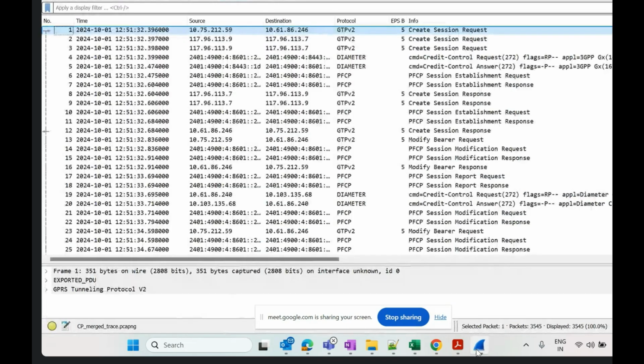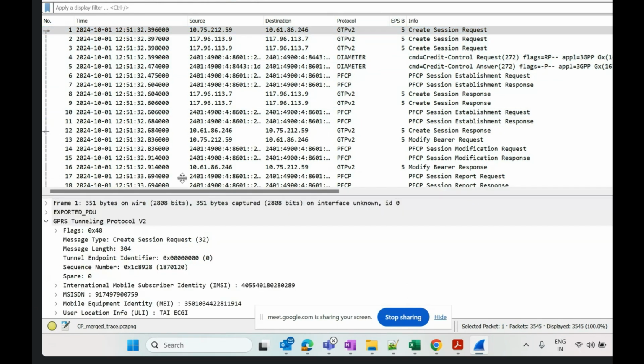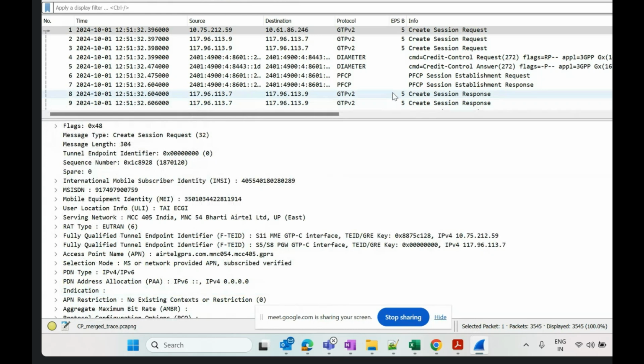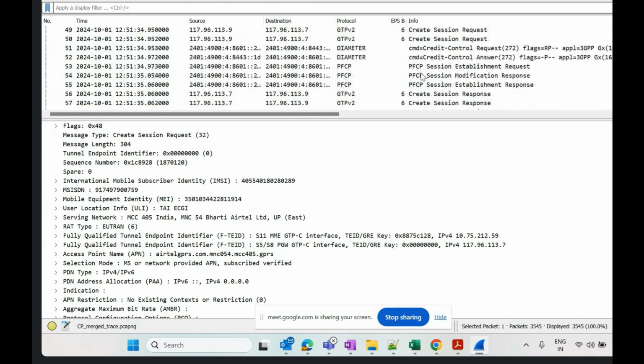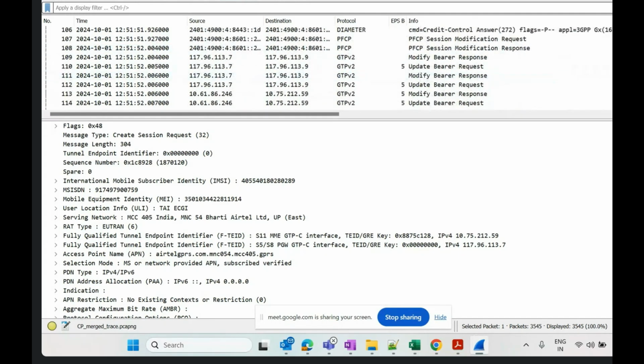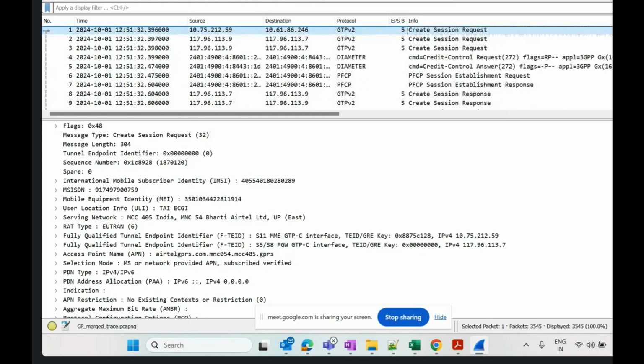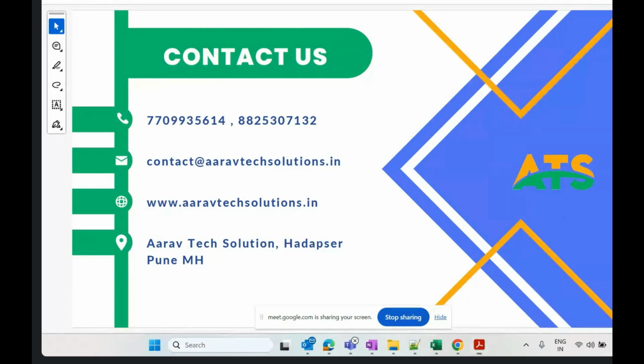This is the trace part, how the traces have been taken. This is the serial number, time, source, destination, protocol. There are a lot of protocols. GTP is the main protocol, GTP and Diameter. So for create session, you can read the messages. We'll show you everything: how to read the messages, what information is in create session, modify bearer, PFCP messages, delete session, everything. We can cover this in the course.